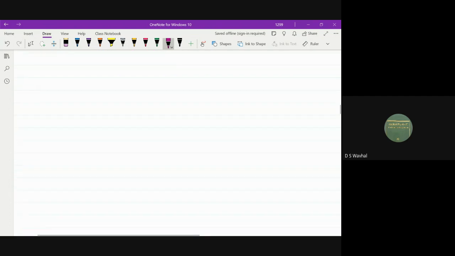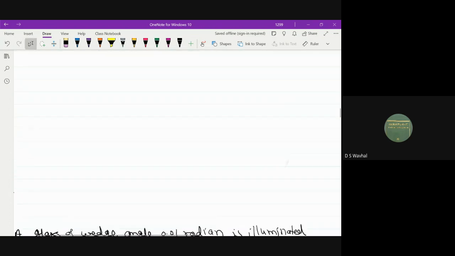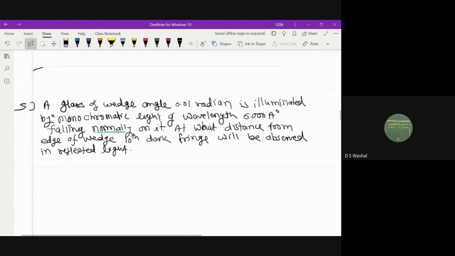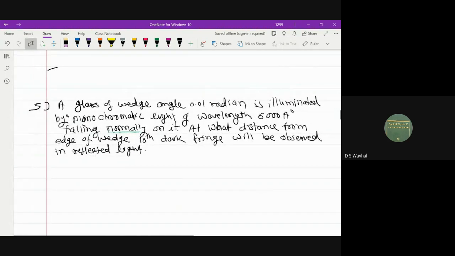Then let's go to the next sum. This sum is on the wedge-shaped air film, sum number 5. A glass wedge of wedge angle 0.01 radian. So let us write the given terms. Wedge angle is 0.01 radian. See, it is extremely small.